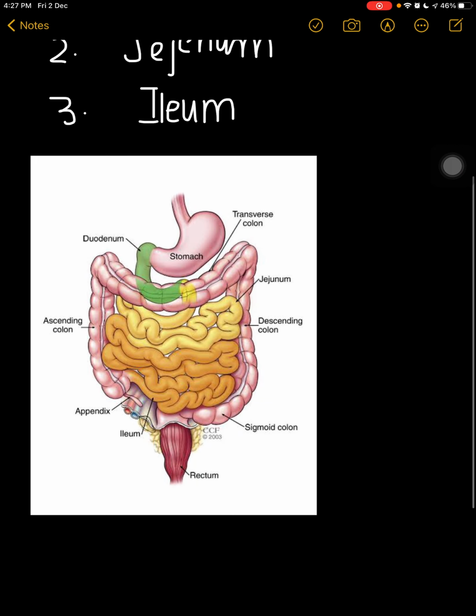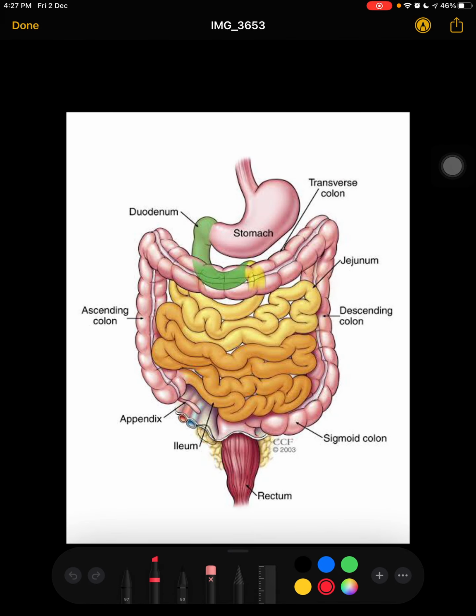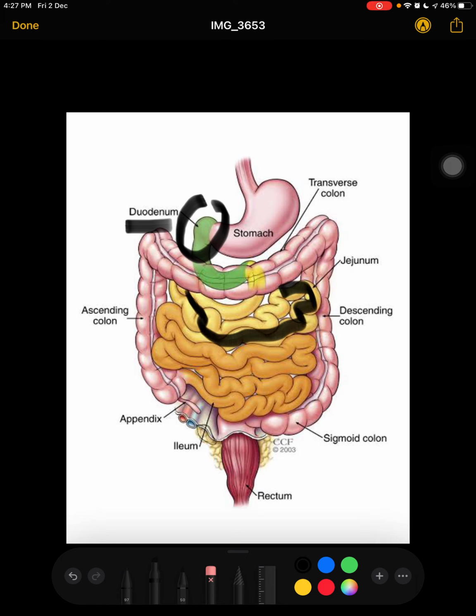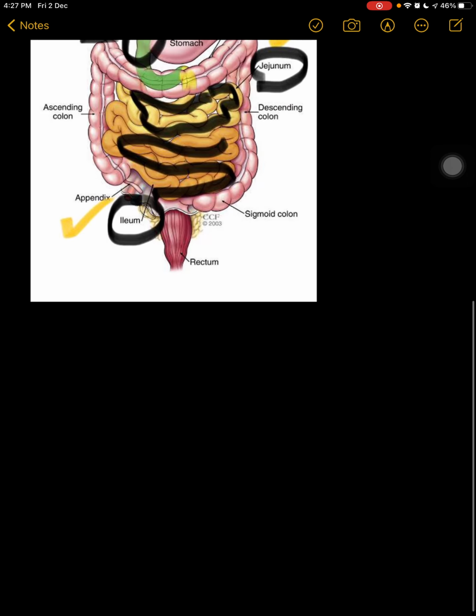Okay, so as you can see in this diagram, this part is known as duodenum, and this whole part is known as jejunum, and over here this part and this whole part is known as ileum. So basically there are 3 parts. Number 1 duodenum, second jejunum, and third is ileum. I hope this concept is clear to you.